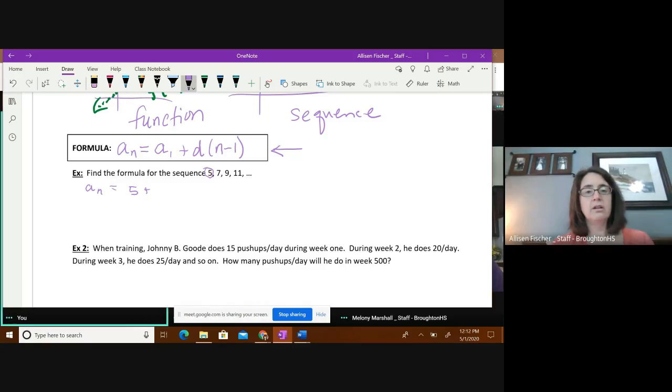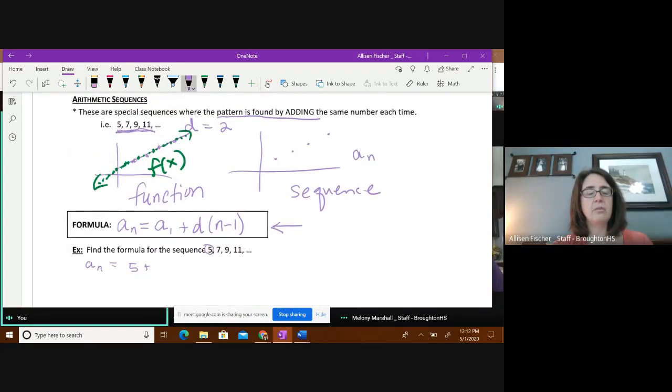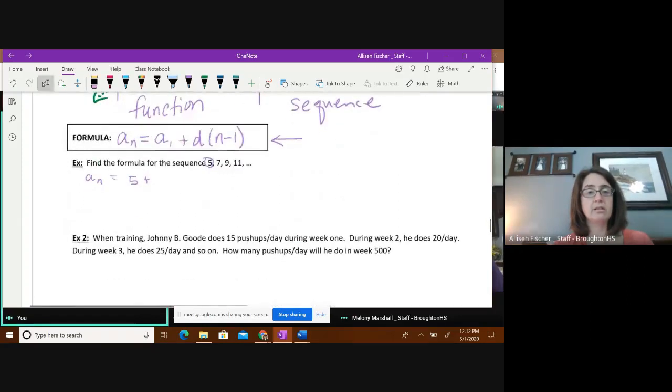I think when I asked up here, what are you adding every time? We said that was 2, and I said that's known as the common difference. So that's the d value here, that's 2. And then we write down n minus 1. So that n minus 1, what that does is it acts like you're shifting to the right one. And what that does for your number values is it shifts everything to the right one.